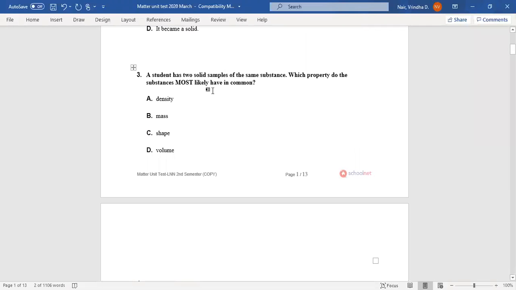A student has two solid samples of the same substance. Again, a student has two solid samples of the same substance. Which property do the substances most likely have in common? Is it density, mass, shape, or volume?